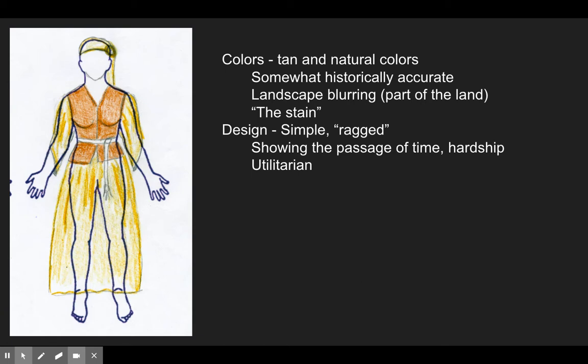My idea for the set for Children of Eden was to paint it sand colored, so I wanted Eve to be part of the land. But I also wanted to mark Eve's costume with the stain of sin, right? So I've used a color that helps her stand out just a little bit, like a reddish brown. And I want it to be simple and ragged, so it shows she's been wearing the costume for a long time and has gone through a lot of hardships. So this is the costume that I have designed for Eve in Children of Eden.